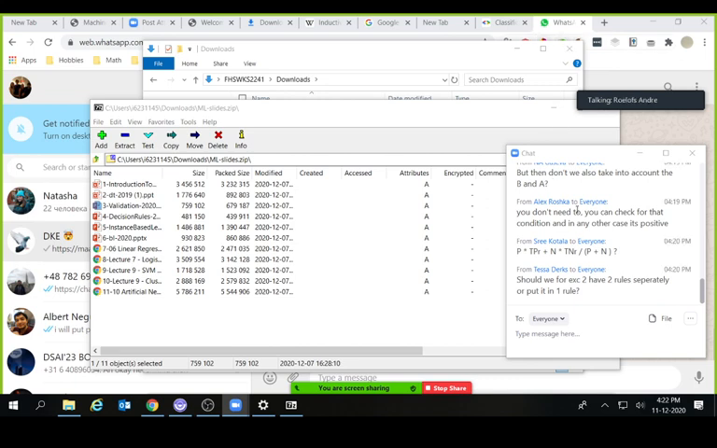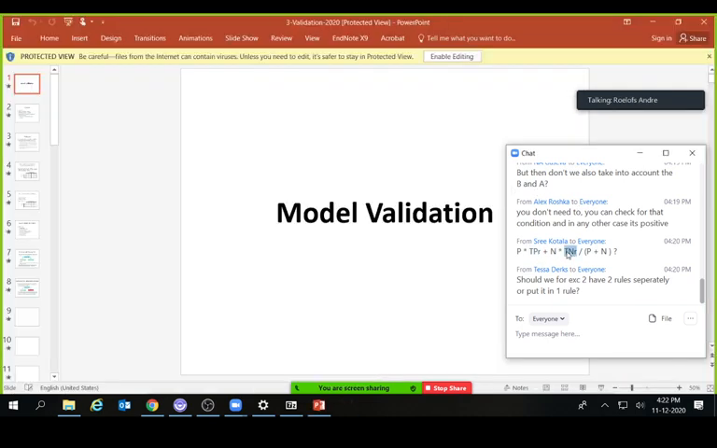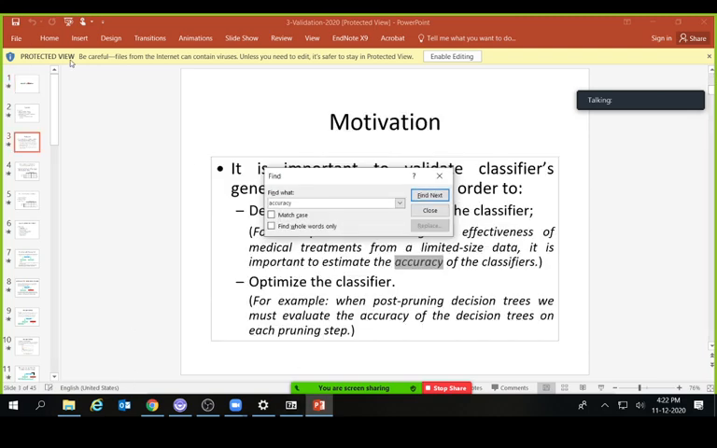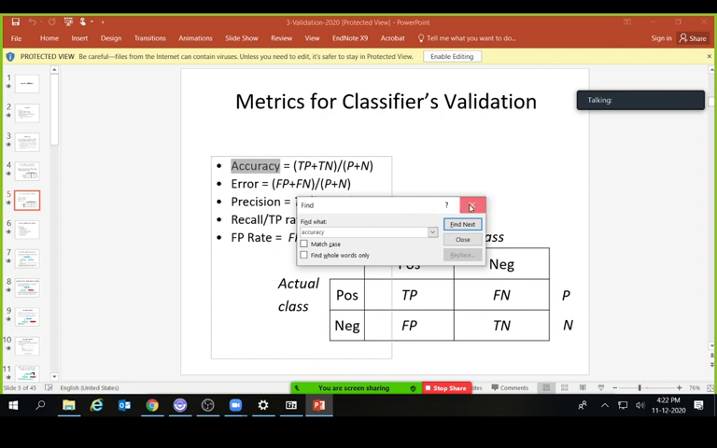Should we, for example, for exercise 2, have 2 rules separately or put it in 1 rule? You can just have 2 rules separately. An ordered set of rules. PTPR, I don't think it is, I just forget what it is, accuracy. Fine, next. Yeah, I was actually correct, hey.